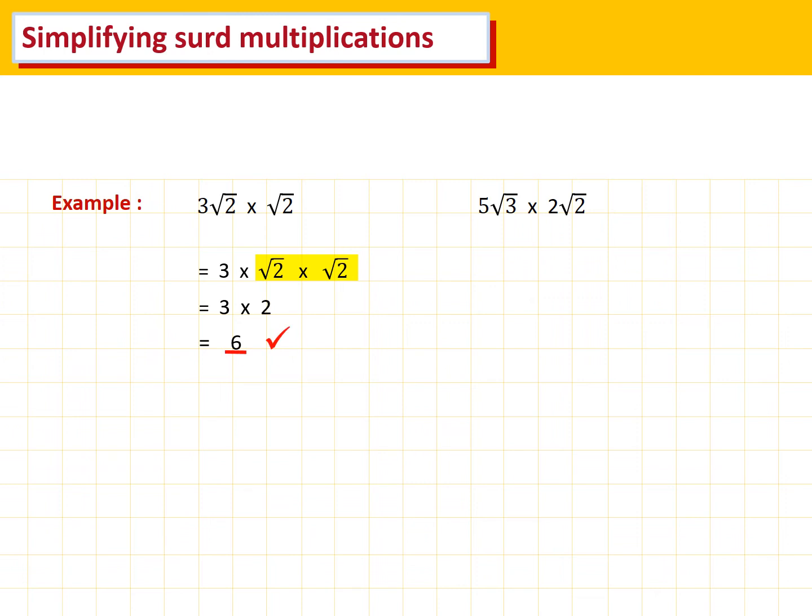In our second example, we can write 5 root 3 as 5 times root 3 and 2 root 2 as 2 times root 2. And we put the whole numbers together and we put the roots together. So the whole numbers together we can write as 5 times 2, and the roots together becomes root 3 times root 2. Well, clearly 5 times 2 is 10, and then using the rule, root 3 times root 2 is root 6. So we get 10 root 6.